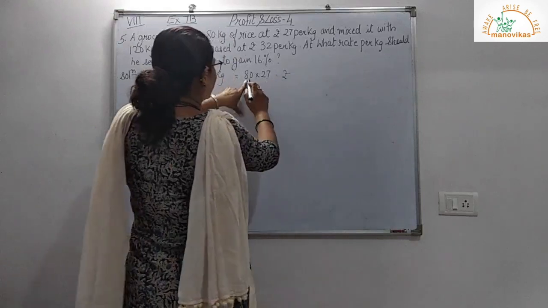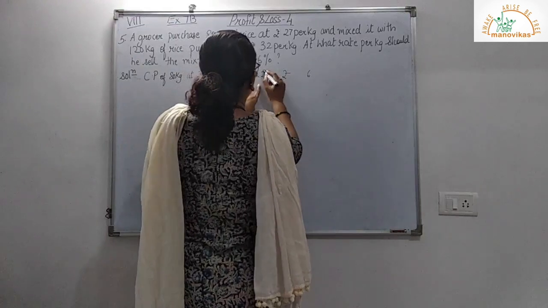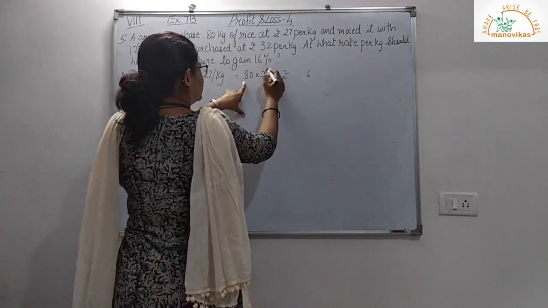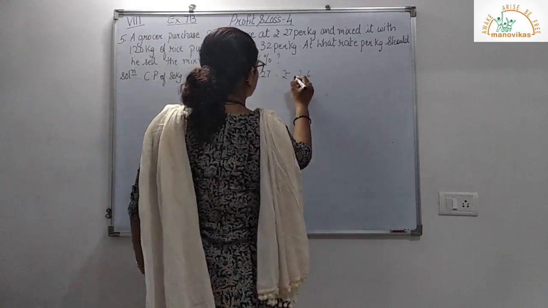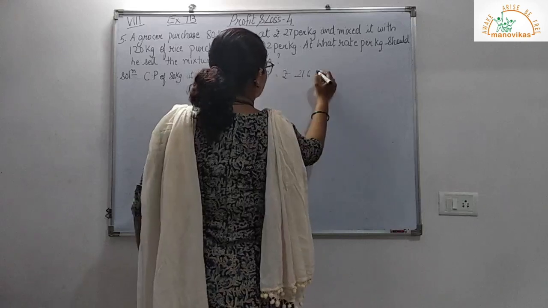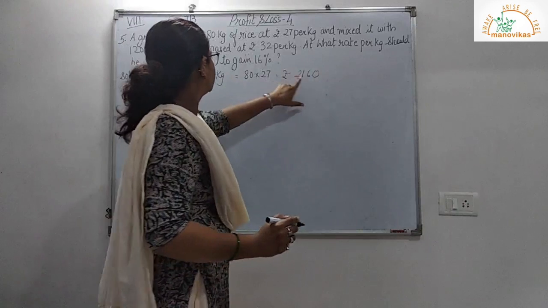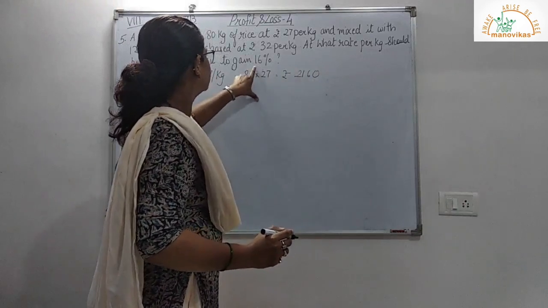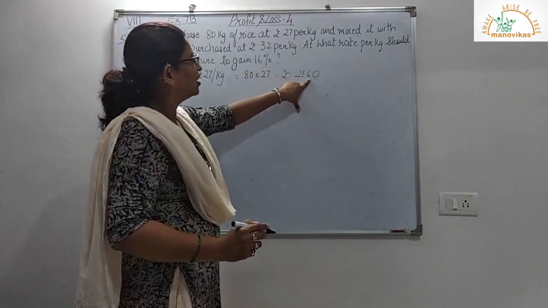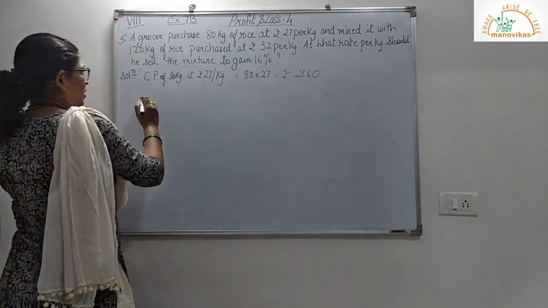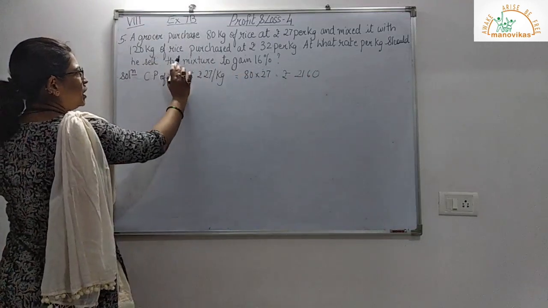So it is 8 sevens are 56. So 6 carry 5. 8 twos are 16, 17, 18, 19, 20, 21. So 2, 1, 6 and this 0 over here. Right? So we get it as 8 sevens are 56, 6 carry 5, 2s are 16, 17, 18, 19, 20, 21. So we get it as 2160.